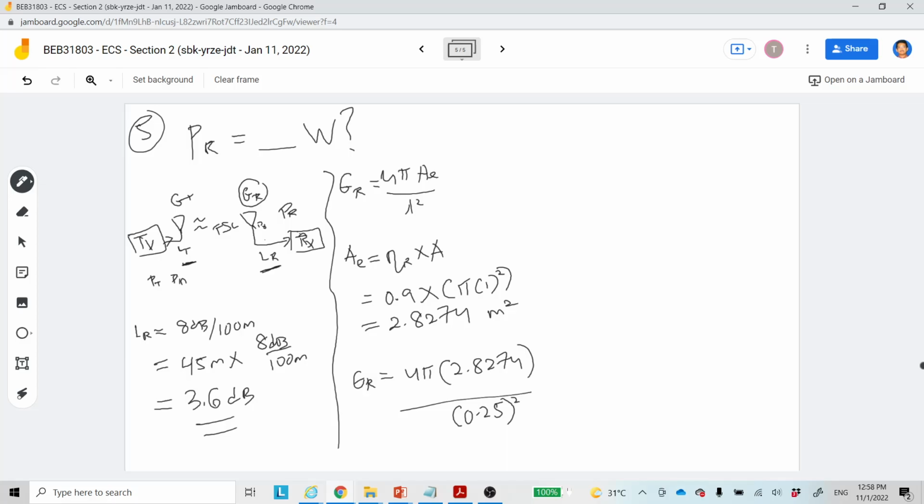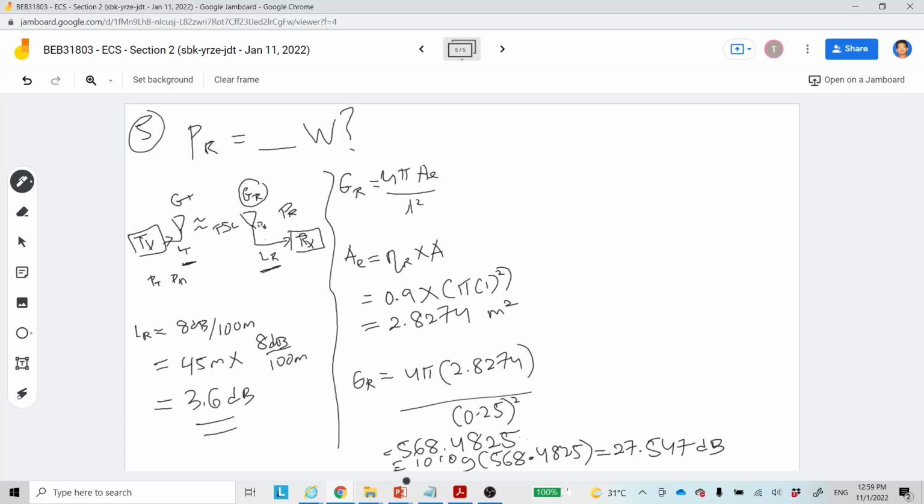Lambda sebelum ni kita dah dapat. So, this is equal to 568.4825. Okay. Ataupun kita boleh convert kepada decibel, dia bersamaan dengan 10 log of 568.4825. Okay. So kita akan dapat ni bersamaan dengan 27.547 dB.